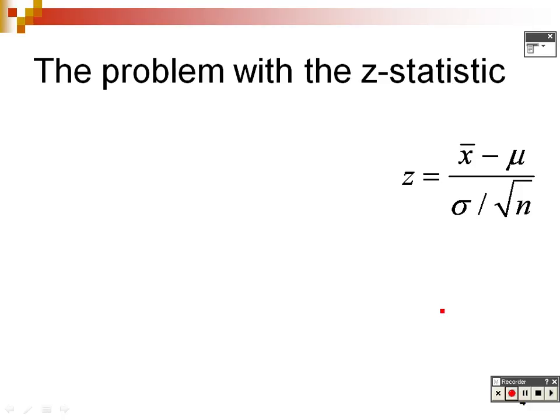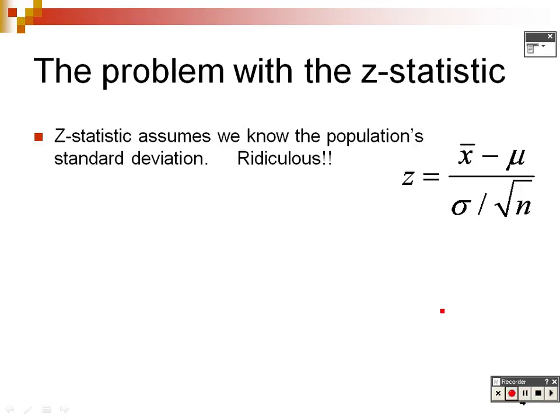The problem with the Z statistic. Here's why everything that we've been doing for the last 4 weeks is ridiculous. The Z statistic assumes we know the population's standard deviation, and that is impossible. Why is that impossible? Well, it's impossible because we're always looking for the mean. We're searching for this piece of information right here. Well, we can't possibly know this piece of information if we don't know this, because the standard deviation is calculated from the mean.